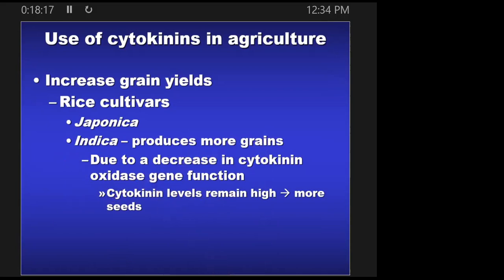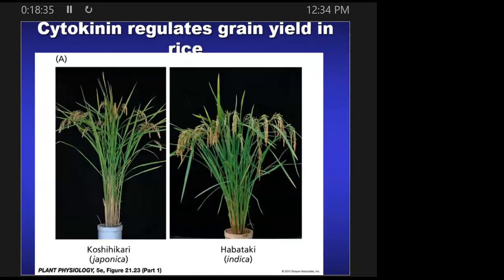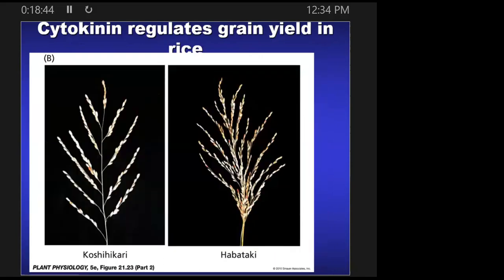So here's some images. Japonica and Indica here, and they're showing a close-up of the grain yield. So they can use this idea, get more. I think you can see that Indica has a nice grain production there. So they can get a better yield, which of course is going to give you a better harvest, more money from selling that.